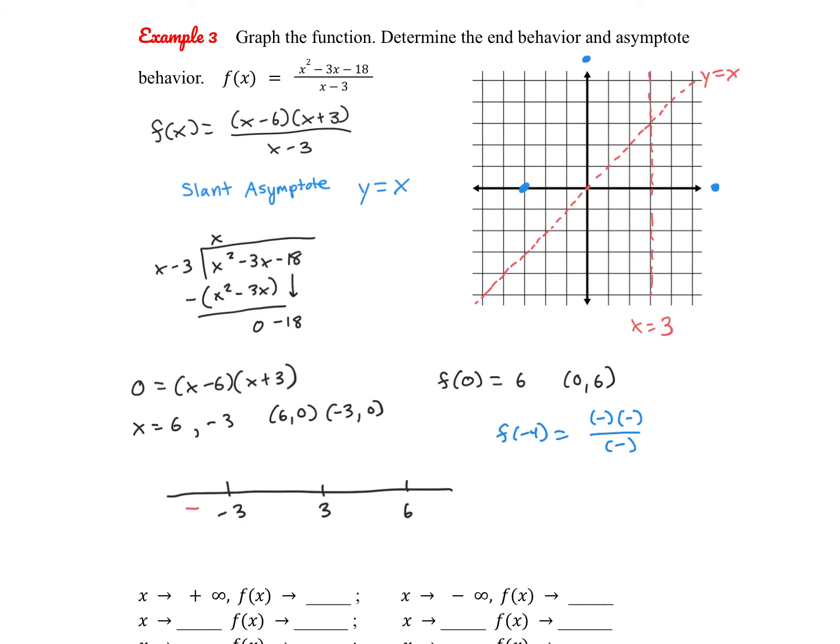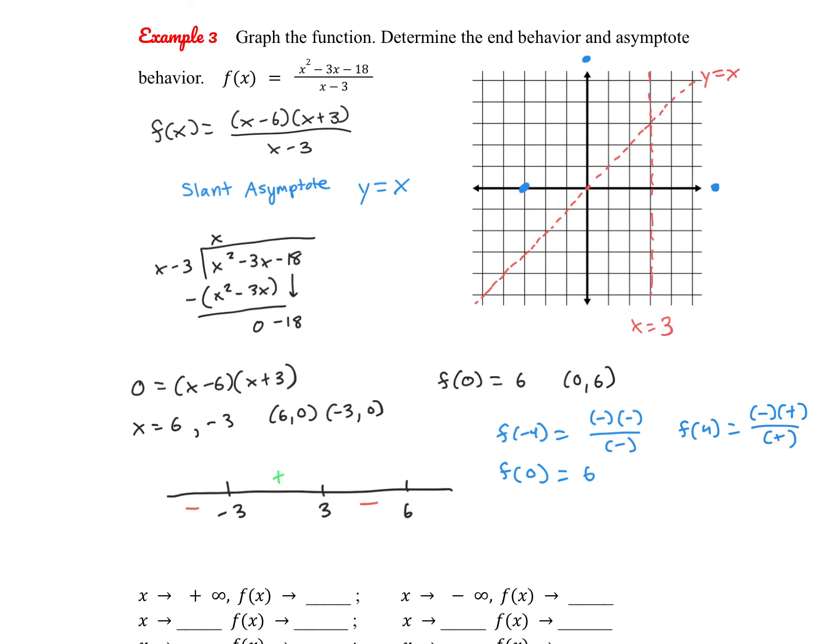And then let's say I plug in f of 0. Well, we know that f of 0 is 6, so we know that it's actually positive. So we don't need to do that sign analysis. We have that coordinate already. Let's plug in something in between 3 and 6. So let's find f of 4. So our first factor is negative, and then positive, resulting in a negative.